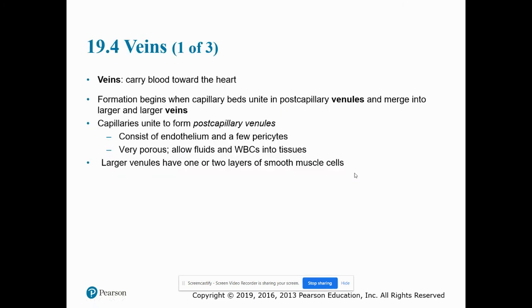Veins carry blood toward the heart. The formation begins when capillary beds unite in postcapillary venules and then finally merge into larger and larger veins. So the capillaries do unite to form postcapillary venules, and it's going to consist of endothelium, a few pericytes. It's very porous, and this is going to allow fluids and white blood cells into tissues.